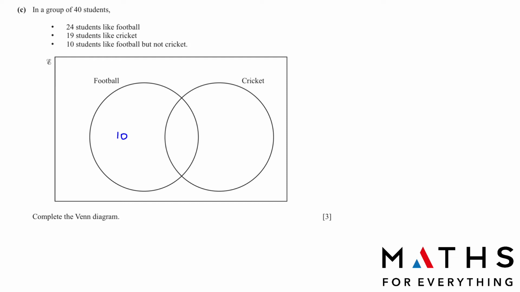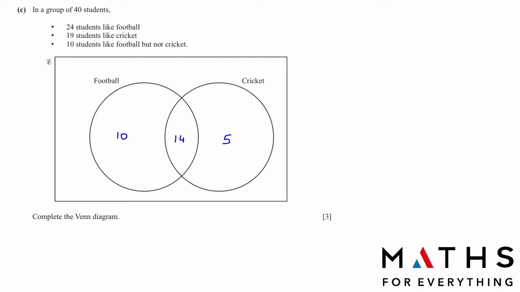But what is the whole football? It is 24 students. So what is the intersection going to be? 24 minus 10. Then we come to the cricket circle. Cricket is 19. Out of the 19 students, there are 14 who also like football. So the balance will be 19 minus 14, 5.